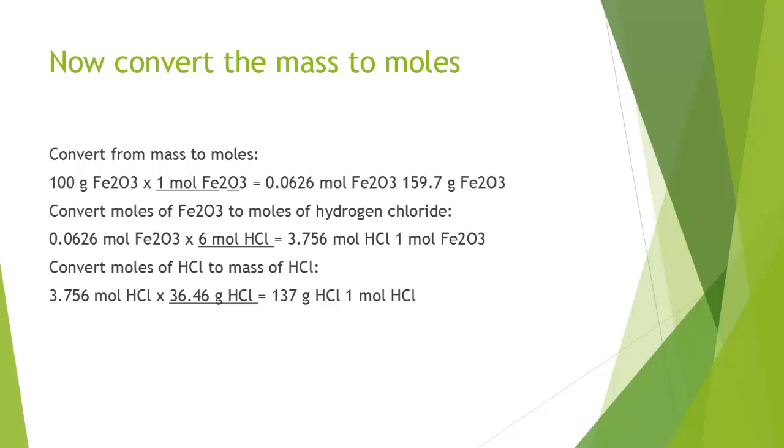And then convert moles of Fe2O3 to moles of hydrogen chloride. So take your 0.0626 moles of that, multiply that by 6 moles of HCl over 1 mole of Fe2O3, and that will give you 3.756 moles of HCl. And then convert moles of HCl to mass of HCl. So 3.756 moles of HCl, multiply that by 36.46 molar mass, and that gives you 137 grams of HCl.